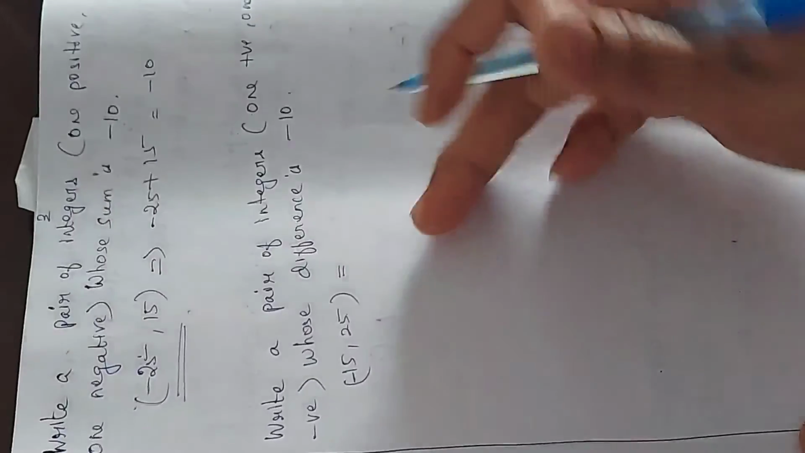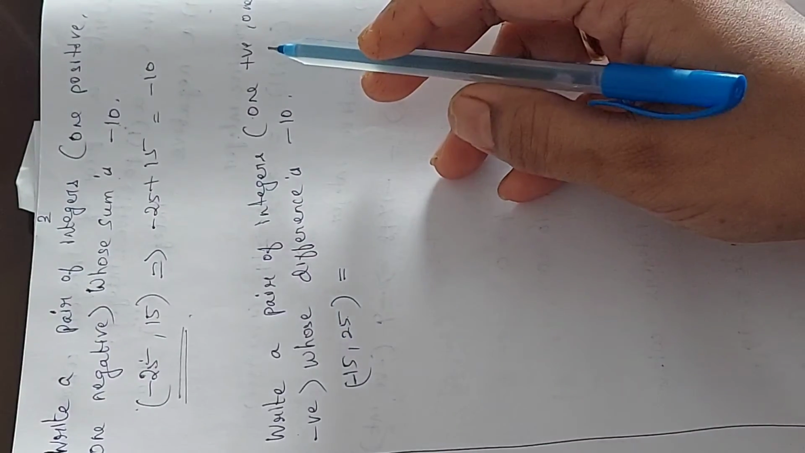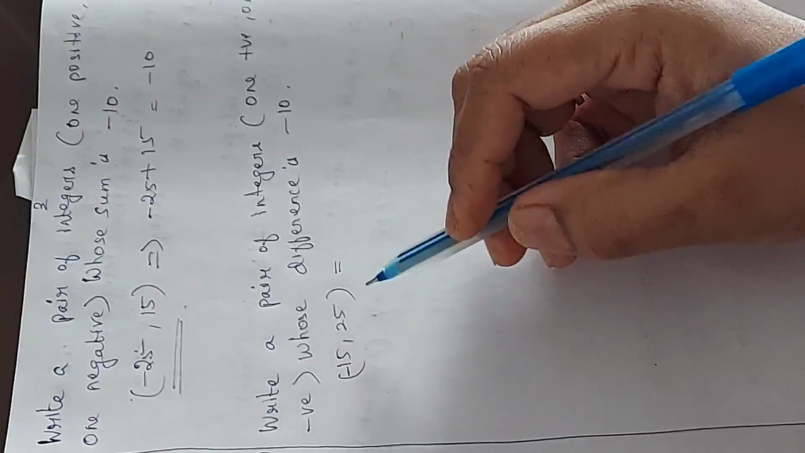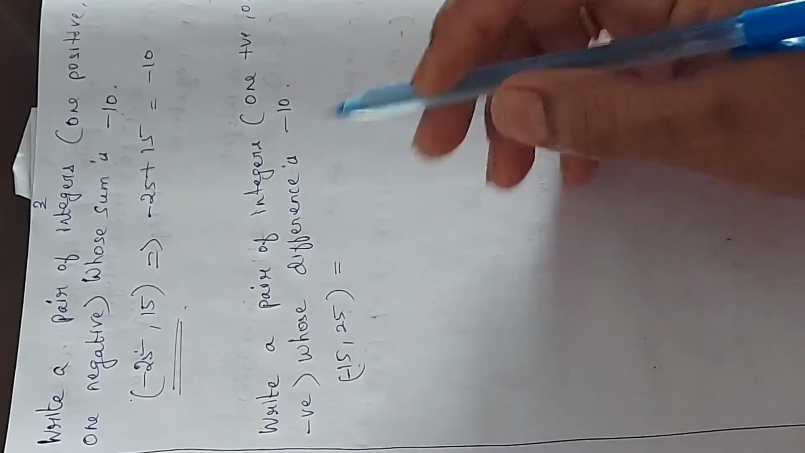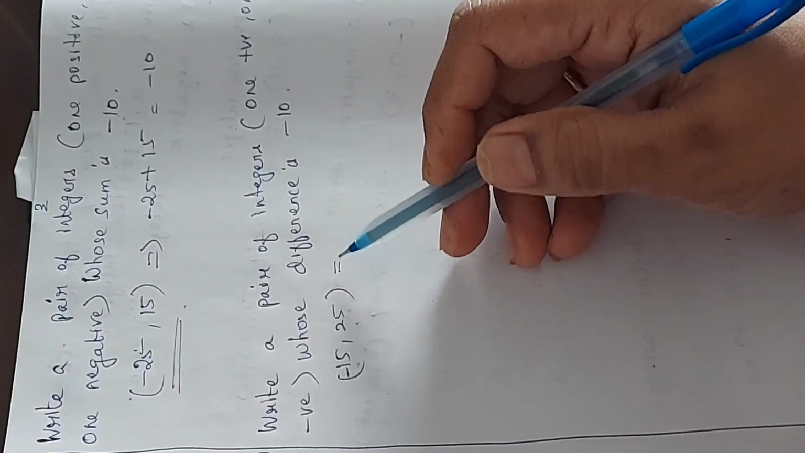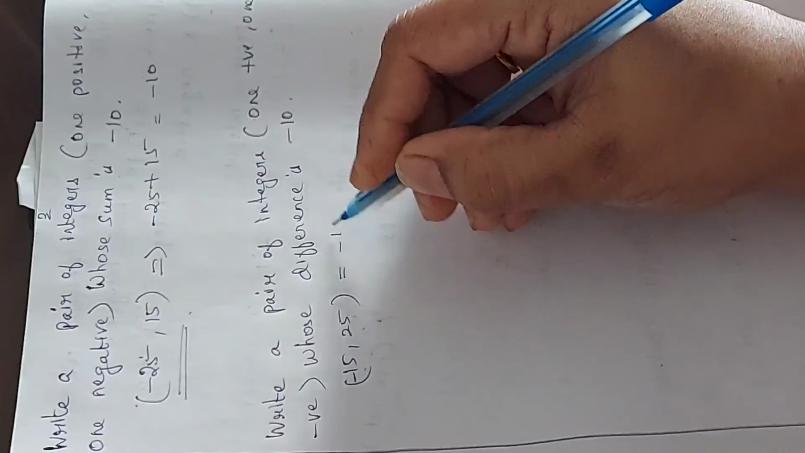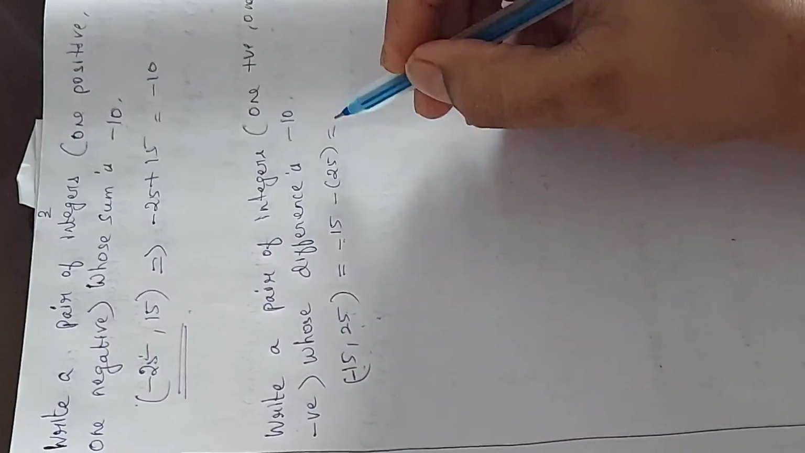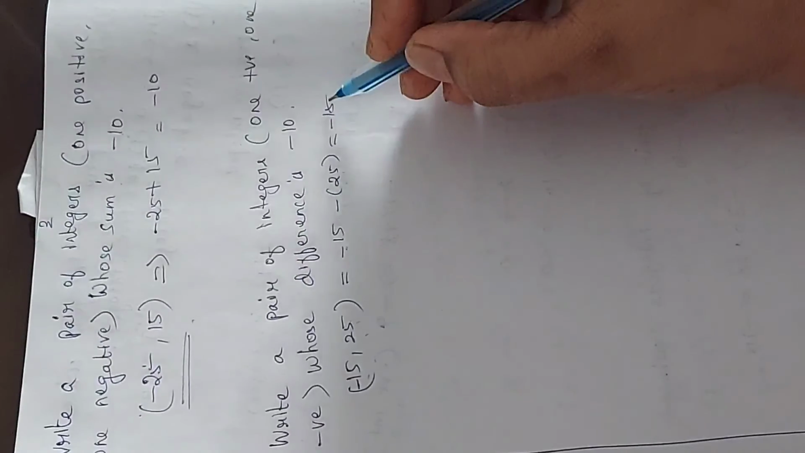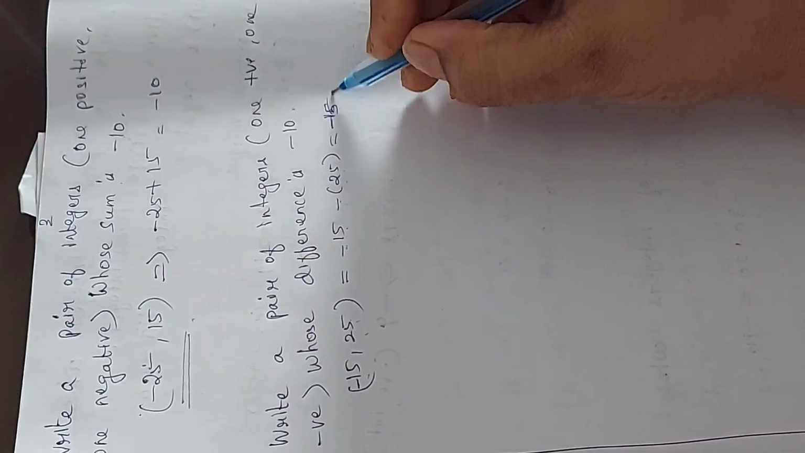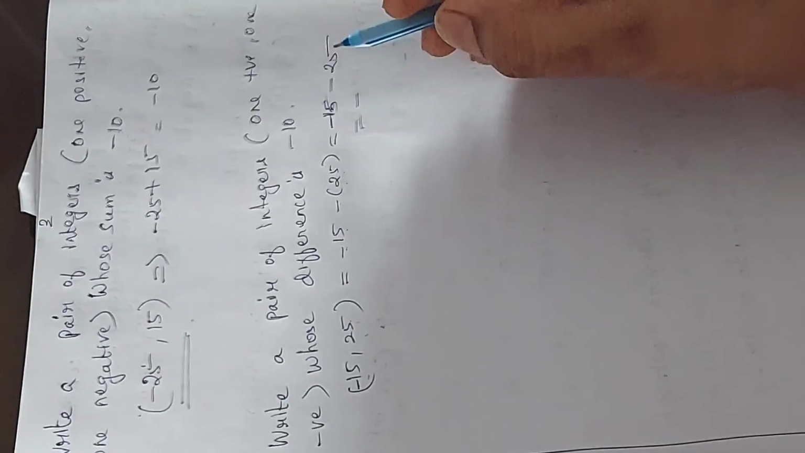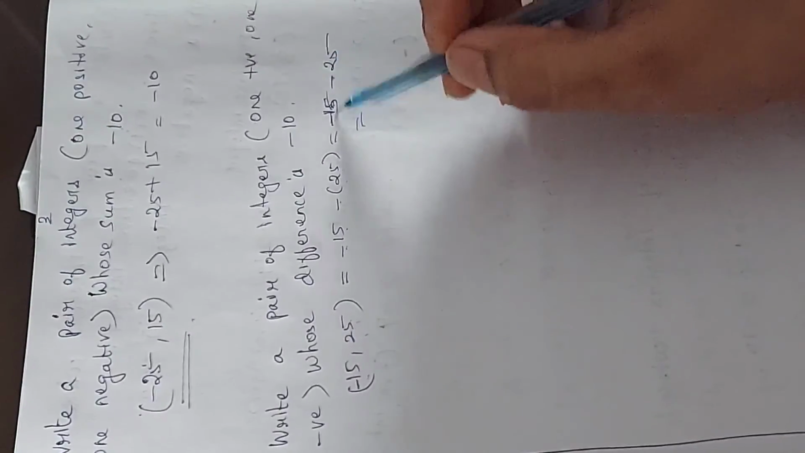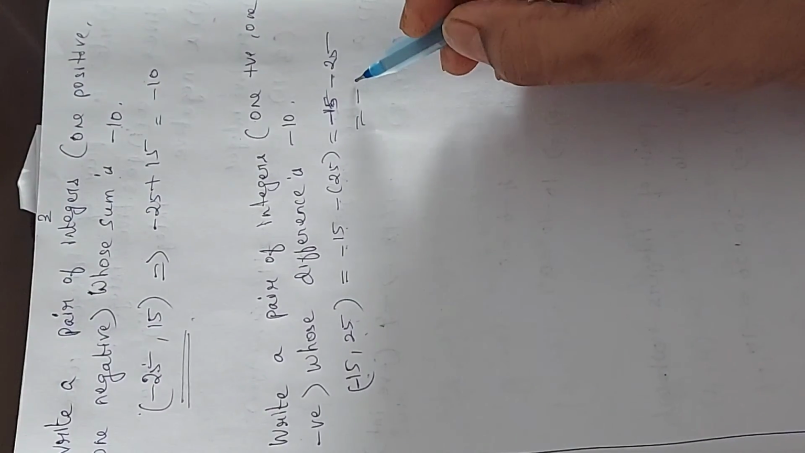Next problem, write a pair of integers, one positive and one negative, and their difference is minus 10. So we have to take one positive integer and one negative integer. So let us take minus 15 and 25 and check whether we get the difference as minus 10. So minus 15 minus of 25: if I remove the bracket, I get minus 15 already there, and minus 25. So I will get the answer as 25 plus 15, because both are negative signs, so we add both integers. Okay, so I will get 40 as the answer.